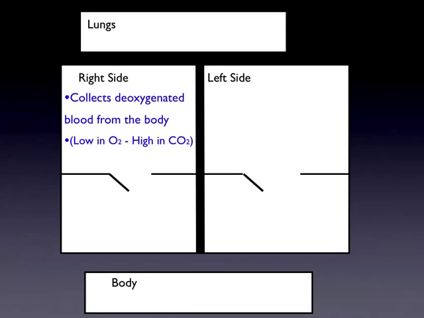So this blood, if it's low in oxygen and high in carbon dioxide, where does it need to go? The lungs. It needs to go to the lungs, because in the lungs, it's sort of going to get recharged. So this blood is going to go into the lower chamber, and then it's going to get pumped out, and it's going to go to the lungs.